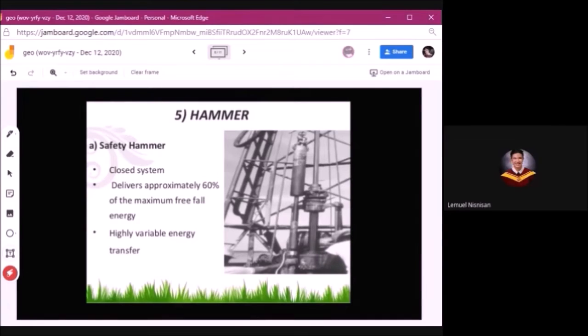Then the next instrument is the hammer. But the hammer consists of various categories. So the first one is the safety hammer. It is a closed system. It delivers approximately 60% of the maximum freefall energy, and it has highly variable energy transfer.